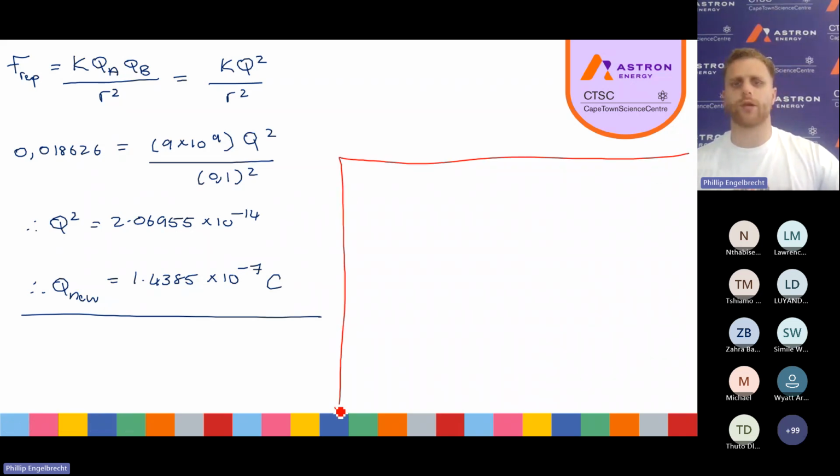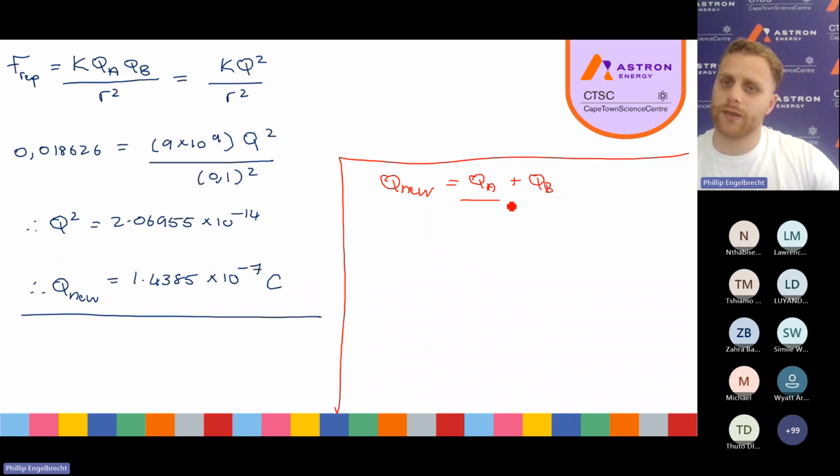So, I know the new charge of sphere B. Now, I want you guys to remember, how do we calculate the new charge on our spheres after they have touched? Because remember, they've touched and they've pushed each other away. So how do I figure out the new charge? Remember, Q new is equal to Q1, the charge of sphere A, plus the charge of sphere B, divided by 2.